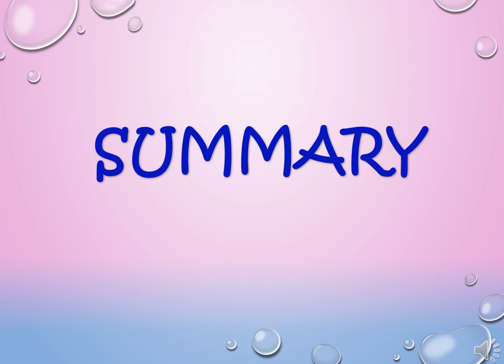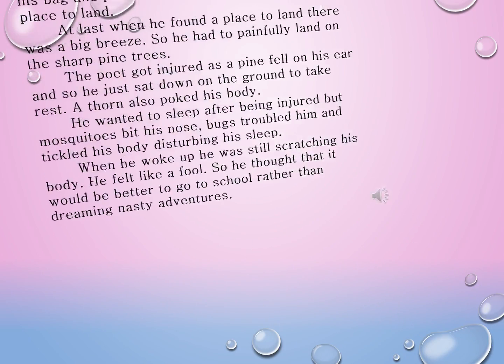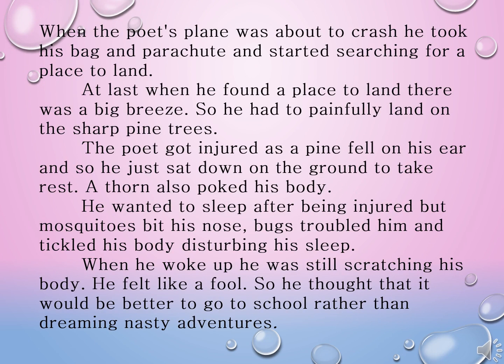Children, now let us see the summary of the poem. When the poet's plane was about to crash, he took his bag and parachute and started searching for a place to land. At last, when he found a place to land, there was a big breeze, so he had to painfully land on the sharp pine trees. The poet got injured as a pine fell on his ear, and so he just sat down on the ground to take rest. A thorn also poked his body.